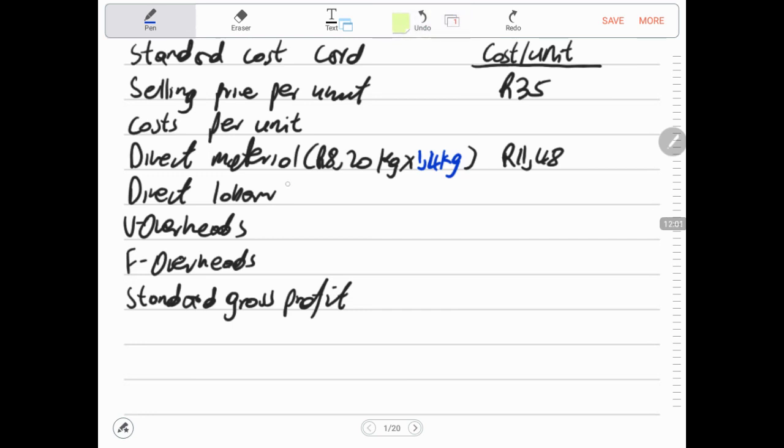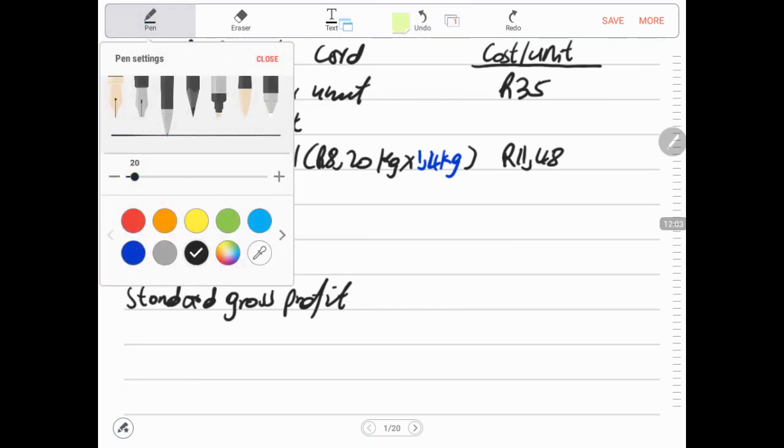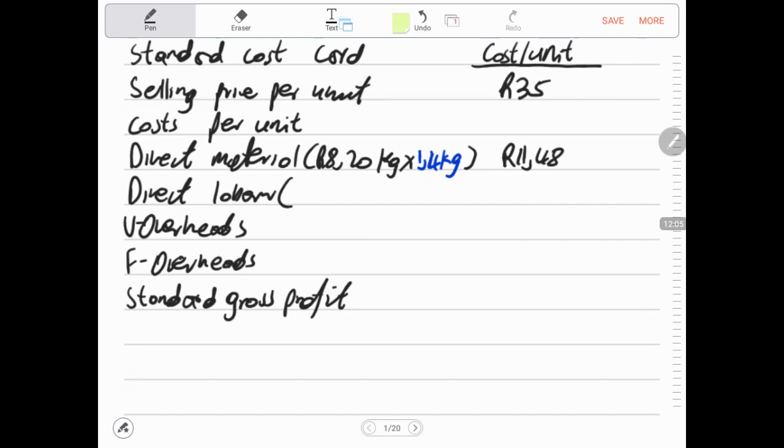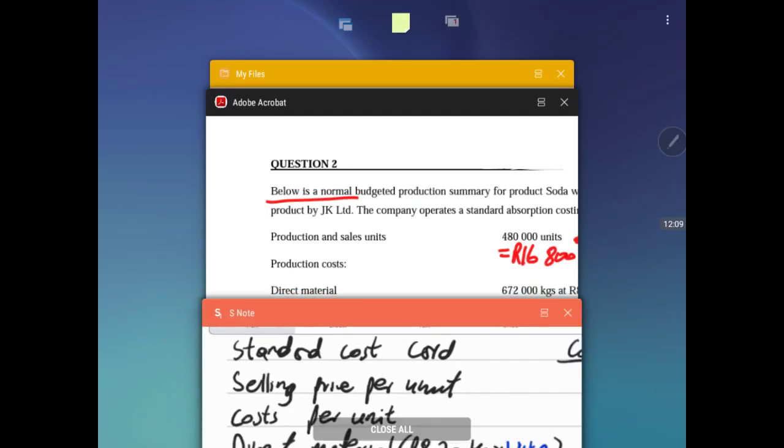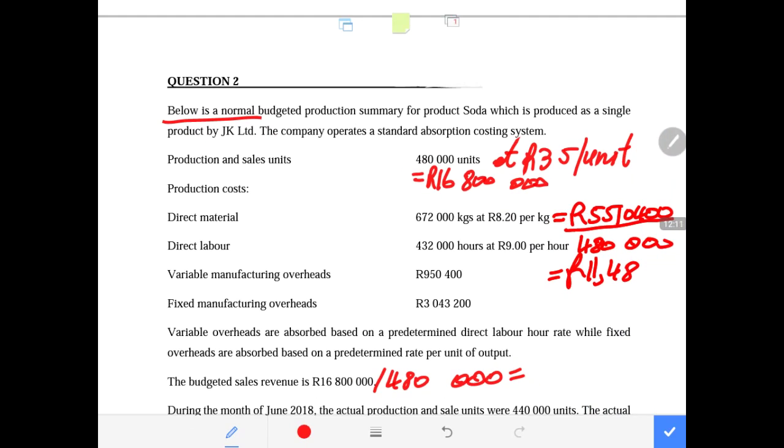Now we go to our labor calculation with regards to the standard cost card. Let us check what we are given regarding labor. Regarding labor, we have direct labor and we are given 432,000 budgeted hours, meaning we budget to take 432,000 hours in order to manufacture the 480,000 units.